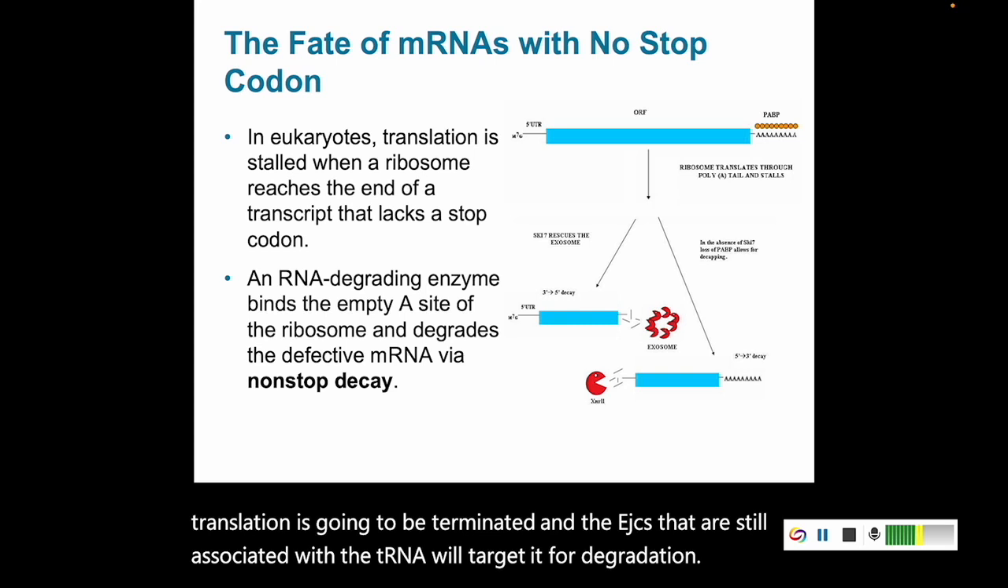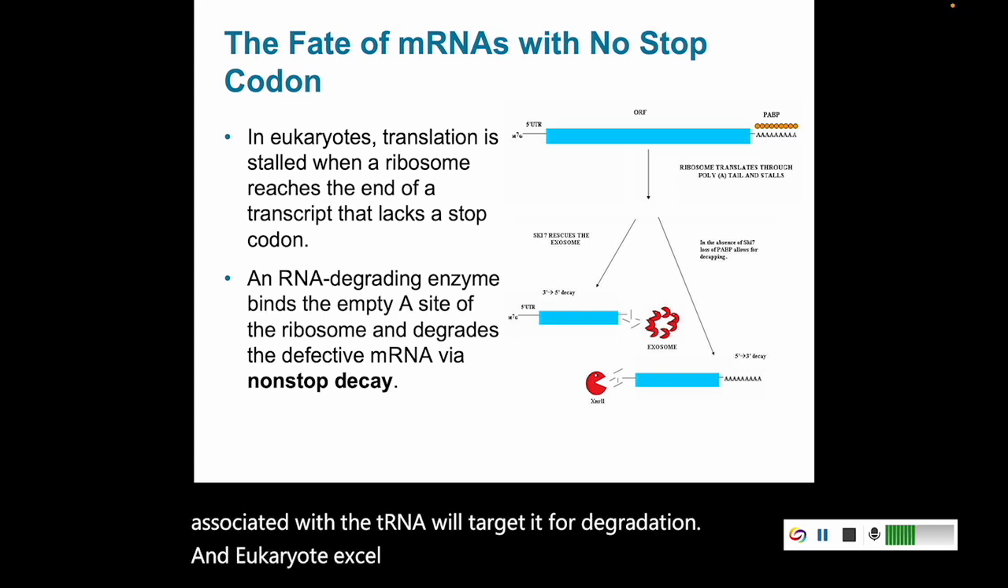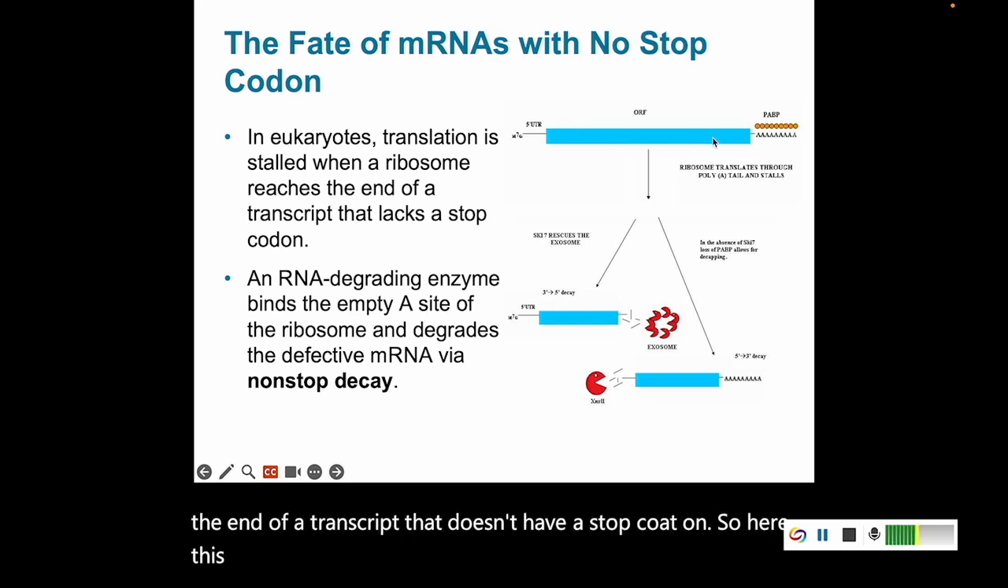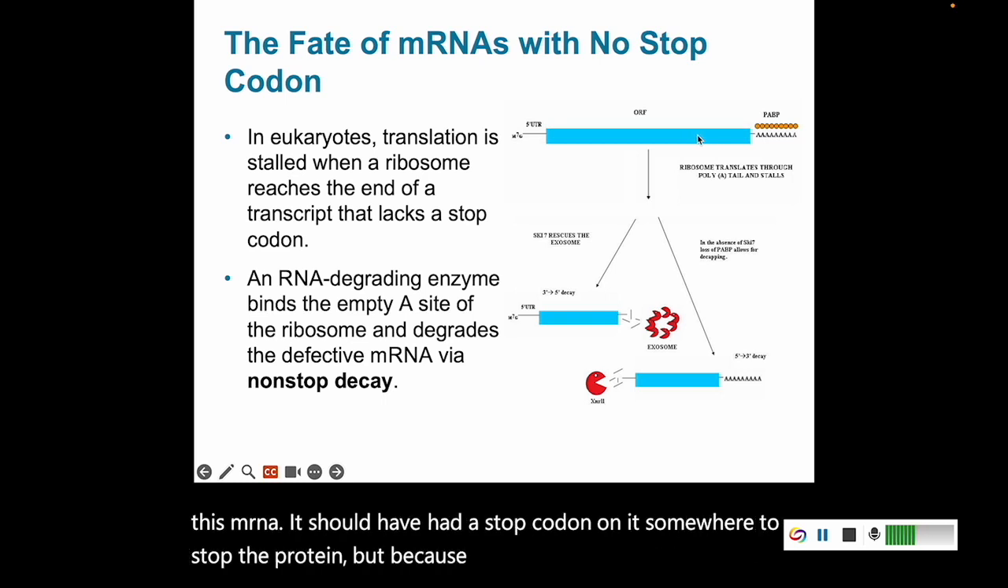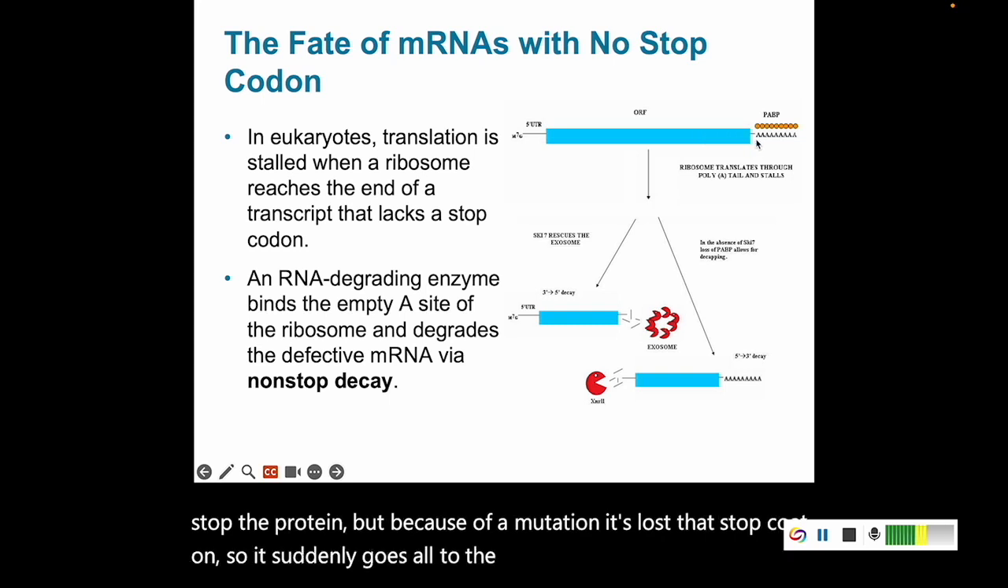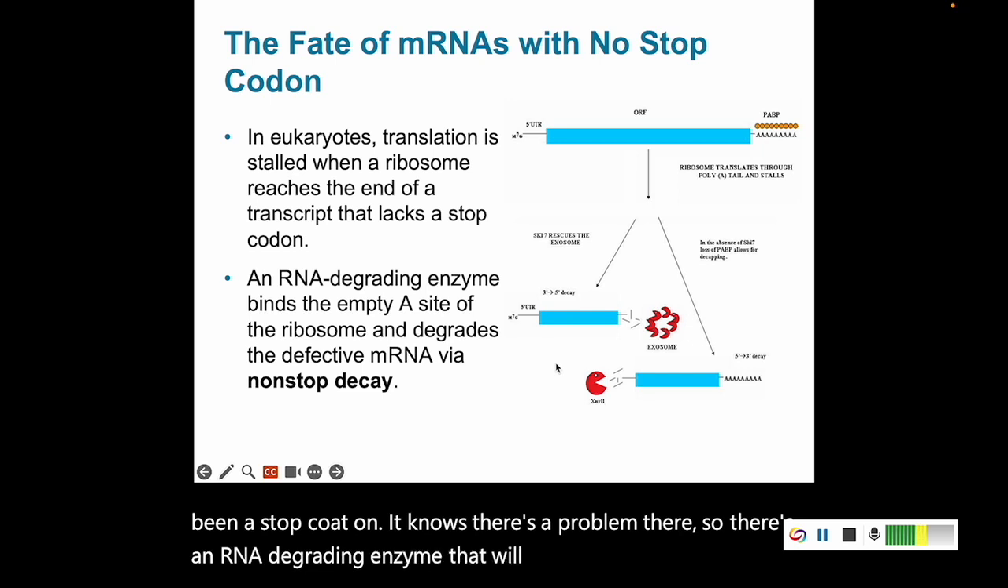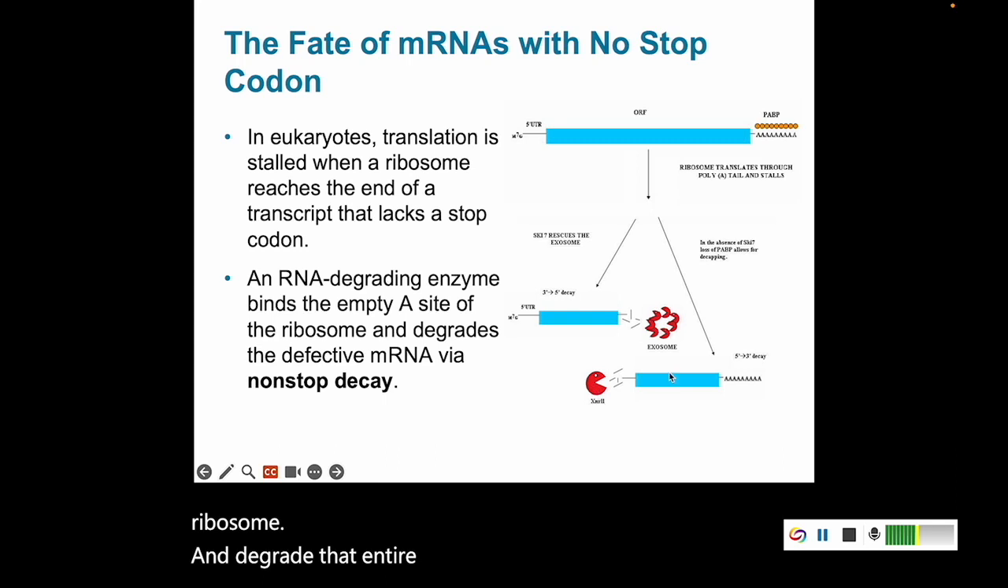In a eukaryotic cell, translation can stall when a ribosome gets to the end of a transcript that doesn't have a stop codon. Here this mRNA should have had a stop codon somewhere to stop the protein, but because of a mutation, it's lost that stop codon. So the ribosome goes all the way to the end and realizes there's never been a stop codon. It knows there's a problem. An RNA degrading enzyme will bind to the A site of the ribosome and degrade that entire mRNA. It knows it's defective, so it's degrading the whole thing. That's called nonstop decay.